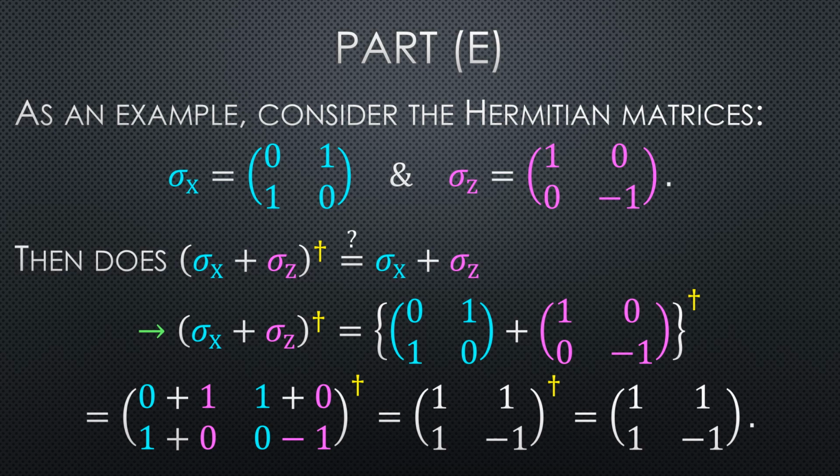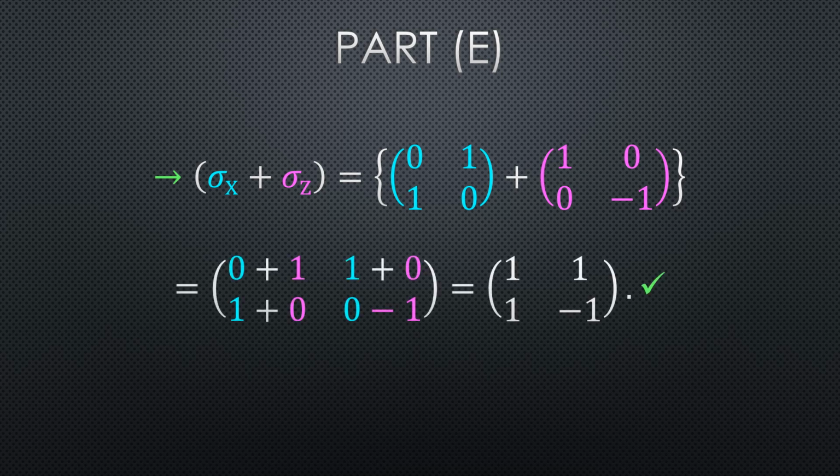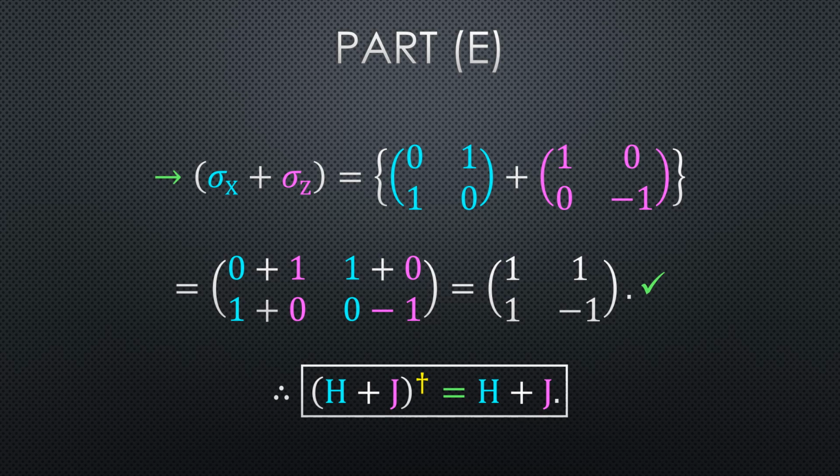Does this equal the sum? Well, I think we saw that it did. Run it through, we see that we get 1, 1, 1, negative 1 again. Although you could have seen that we had the 1, 1, 1, negative 1 before the dagger and after the dagger, so that should already prove it to you. But this is also a great way to show that left-hand side equals right-hand side, so we're good, and thus we know that the sum of two Hermitian matrices is indeed Hermitian. Very, very cool. Love to see it.